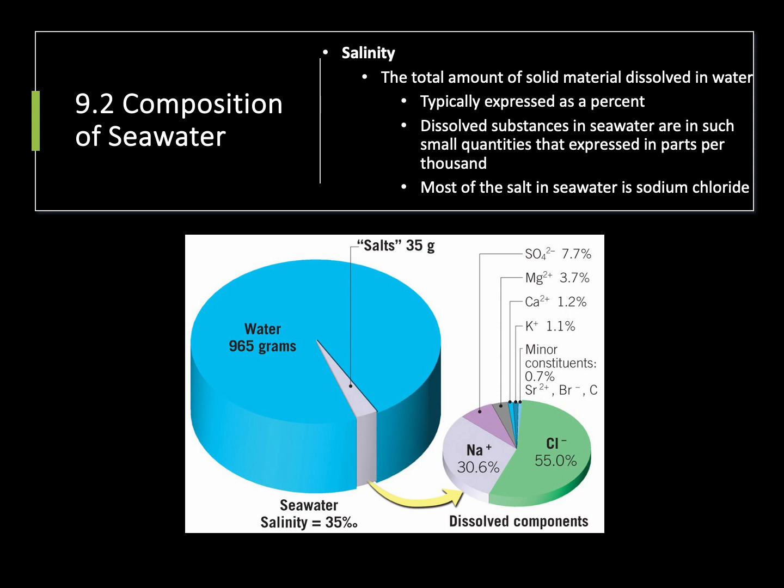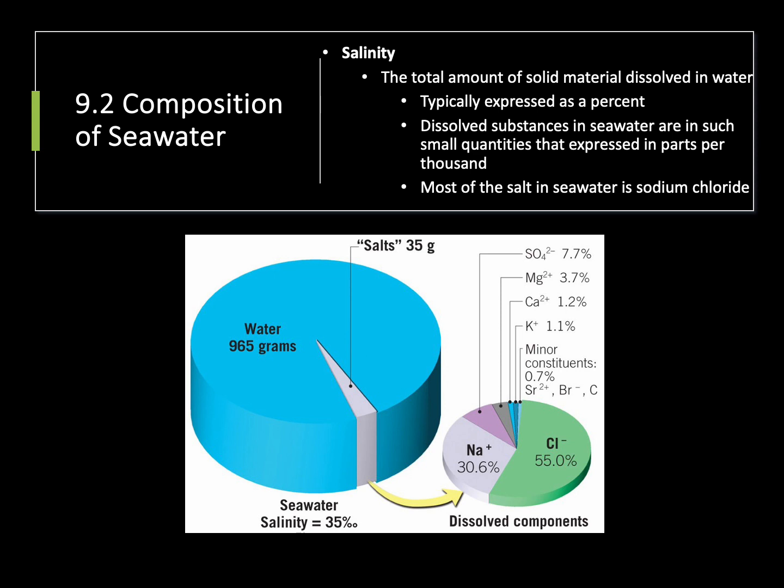So instead of expressing it as a percent, a lot of the times we say parts per thousand. So instead of saying 0.00035%, we could just say it's 35 parts per thousand. For every 1,000 molecules, 35 of them are solid substances and the rest are water molecules.